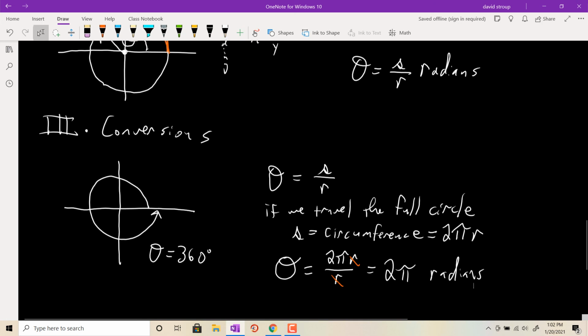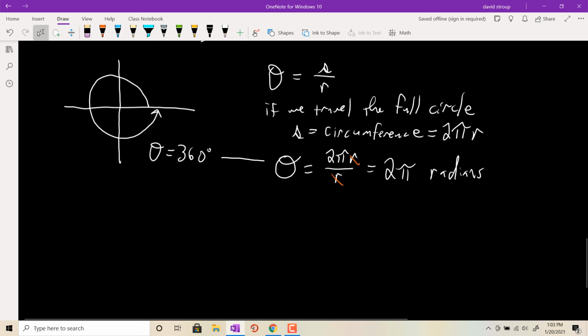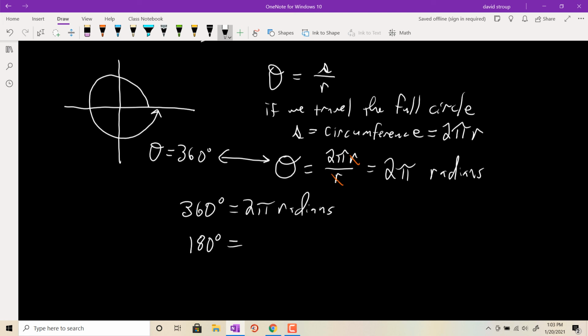And from there, we can make a relationship between degrees and radians, right? So we could say 360 degrees equals 2 pi radians. And also note that if you divide both sides by 2, 180 degrees equals pi radians. Even further, you can even say like 90 degrees is pi over 2 radians. Okay. The second relationship is what we're going to be using as our conversion factor.